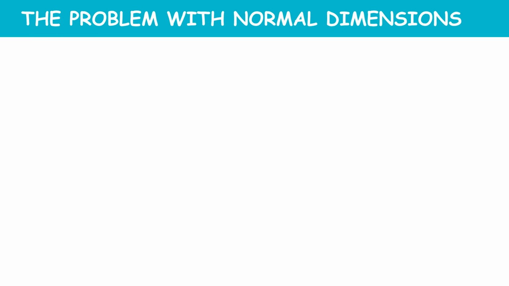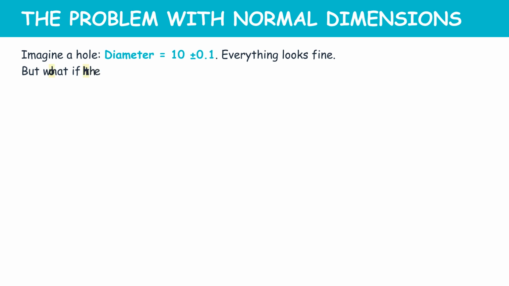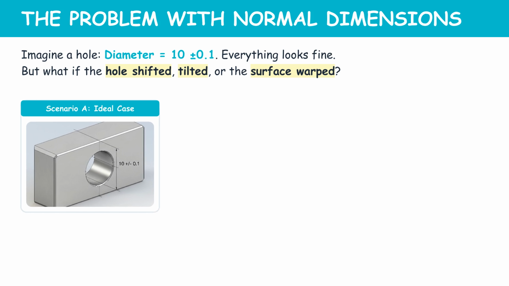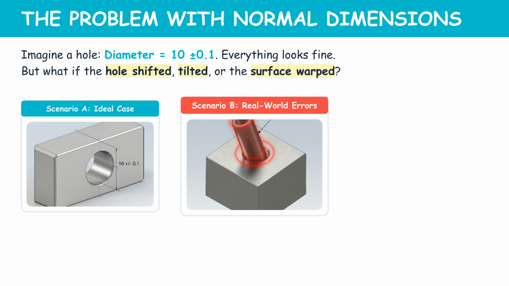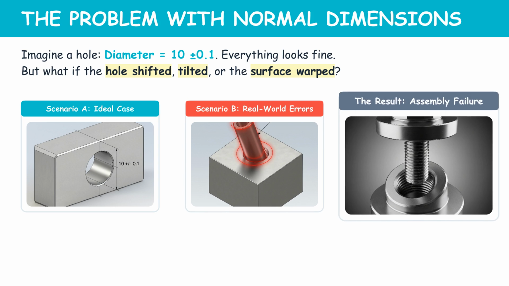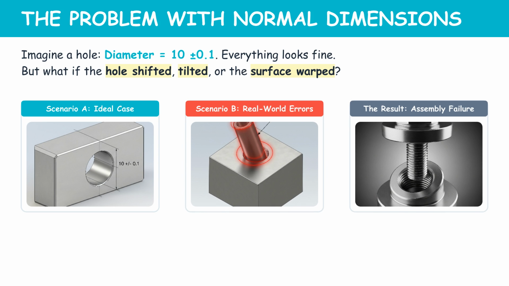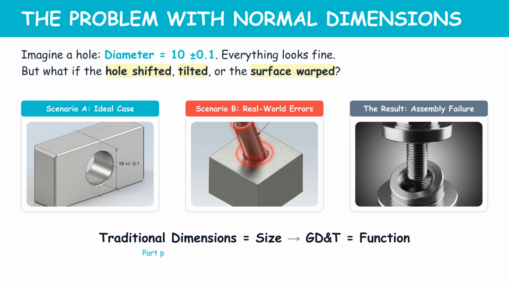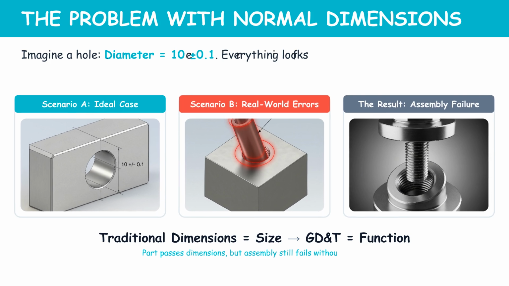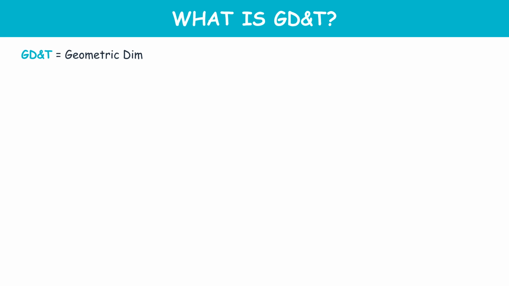Let's understand why normal dimensions are not always enough. Imagine a hole with a diameter of 10 plus or minus 0.1 millimeters. The size may be perfectly correct, but what if the hole is slightly shifted from its intended location, or tilted, or the surrounding surface is warped? The part may pass dimensional inspection, but still fail during assembly. Traditional dimensions mainly control size. GD&T controls function.